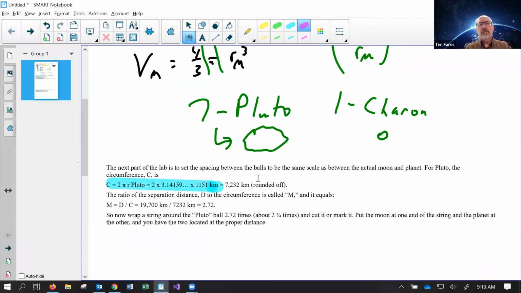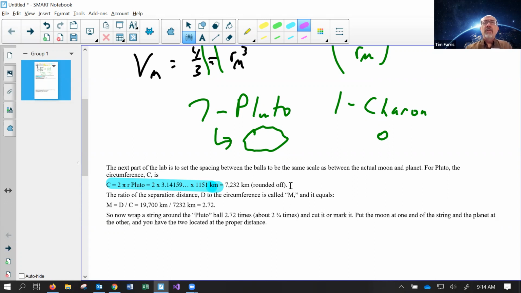So to find the circumference, I'll need the radius. We've got the radius from earlier stuff that we did. For Pluto, it's 1,151 kilometers. You'll use the Earth's radius for this. So I take 2 times the number pi times that radius, and that gives me the circumference. So 2 pi r gives you the circumference. So in this case, it's 2 times 3.14159. That's our pi. Remember that from the first lab. And then times 1151. That gives me 7,232 kilometers. And I rounded off the decimal places there, right?